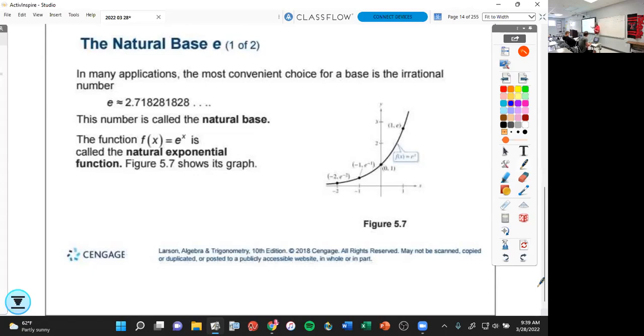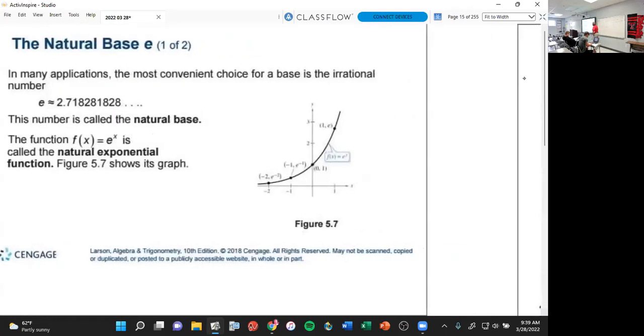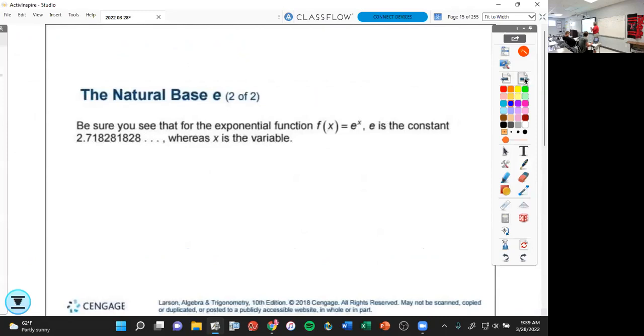Notice that (0, 1) is on the graph, and it should be, right? Anything raised to the 0 power is 1. E to the 0 power is 1. E is the constant 2.71828. X is the variable. I talked about that already.